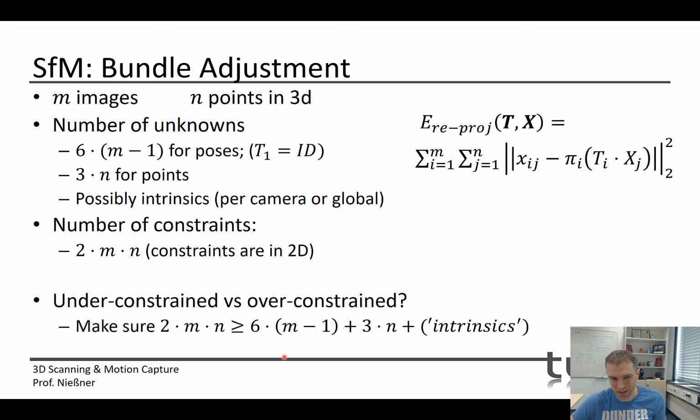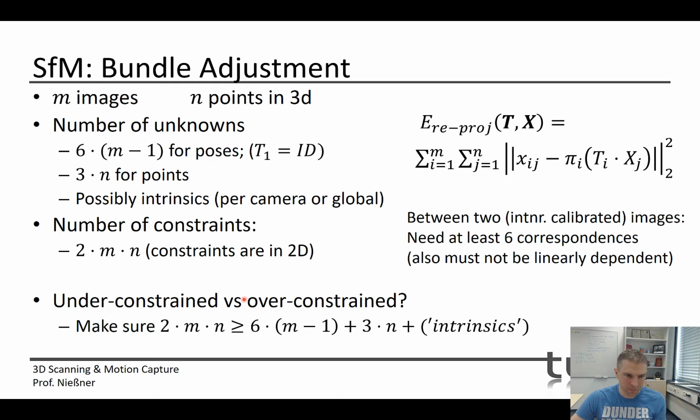But yeah, is it under-constrained or over-constrained? And you can do the math here, right? The number of unknowns grows only linearly with the number of points and images, whereas the number of constraints grows quadratically. So the more we add, the better for us, because the more constraints we have, the better. Okay, so between two calibrated images, meaning you know the intrinsic calibration between those images, you need at least 6 correspondences. But there are a few catches now.